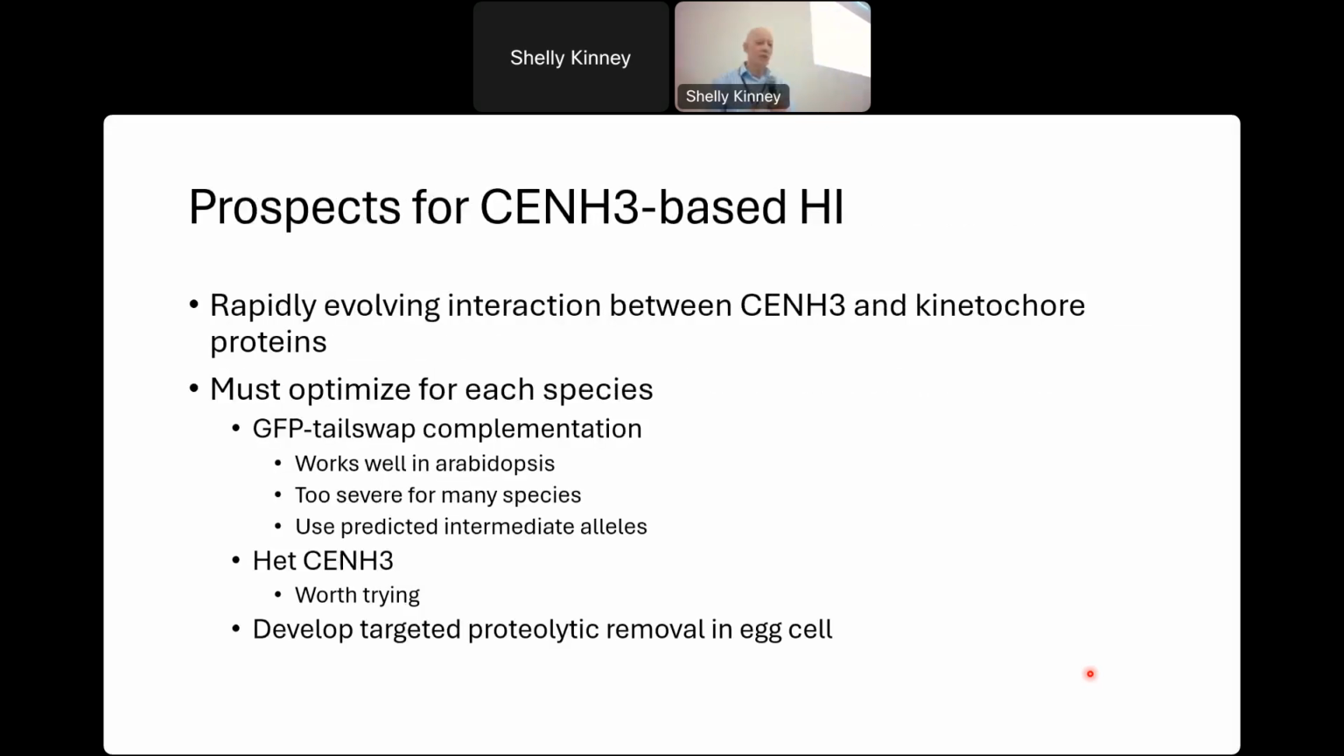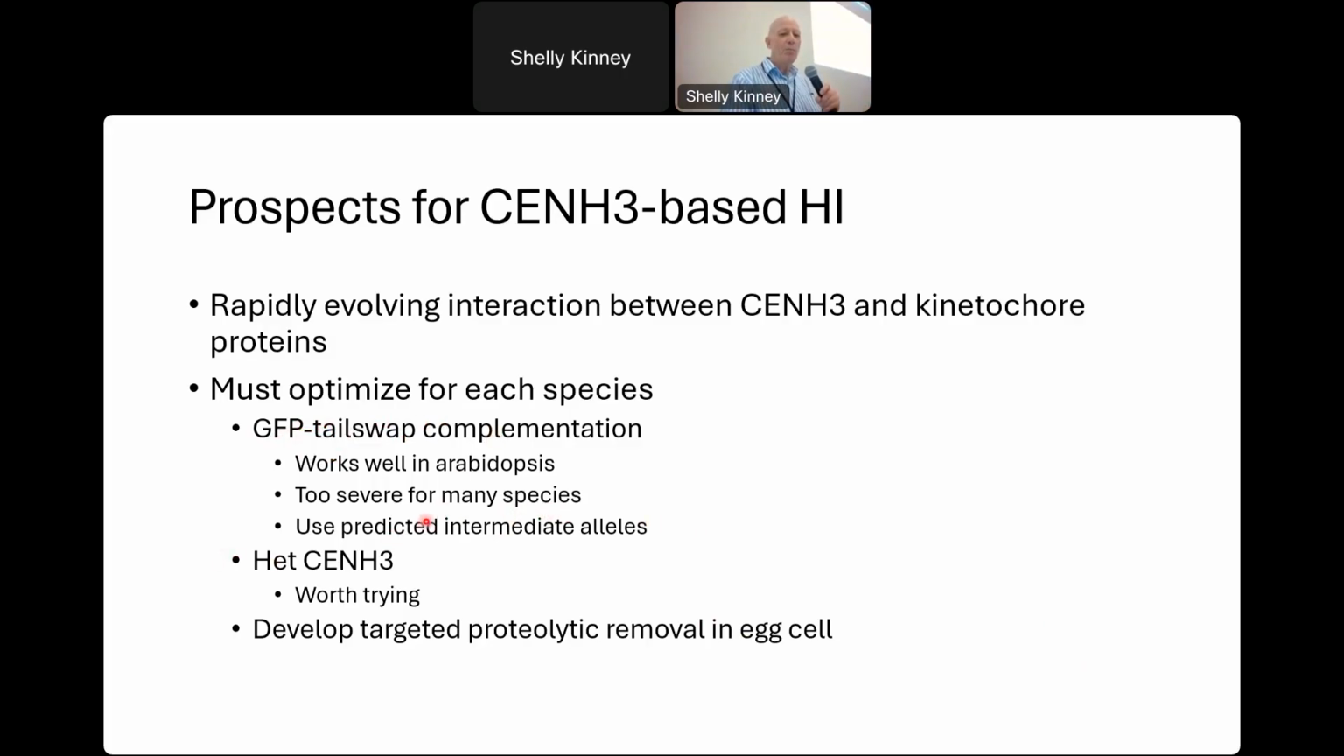So what about then moving this technology to other crops? So the problem, we think, is that this protein evolves fast, and so the interactions with other subunits can fall under slightly different rules in the affinity, in what happens. So you have to find a sweet spot. I have no doubt that there is a sweet spot in every crop. The challenge is to identify the sweet spot. And if you were in the process of doing this, I would say steer away from the GFP tail swap, because GFP tail swap is very severe. It works well in Arabidopsis, but it's too severe for many other species.